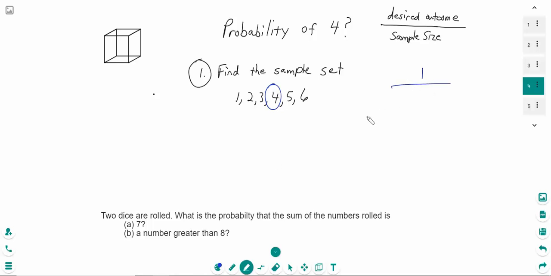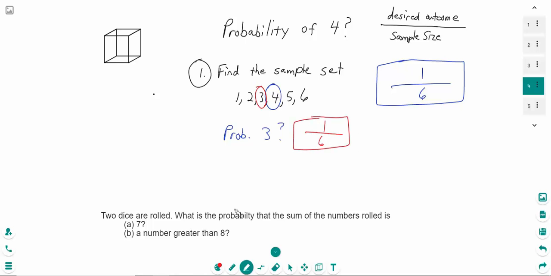So we put the 1 on the top. And then what's the sample size? The size of the sample set is 6. There are 6 things in there. So the probability of rolling a 4 is 1 out of 6, or 1/6. That is how you'd find the probability of 4. What's the probability of 3? It's the same logic. There's only one 3 in here, so we have one outcome that gives us a 3 out of the 6 outcomes, so the probability is 1/6.